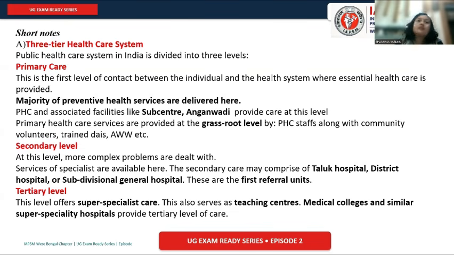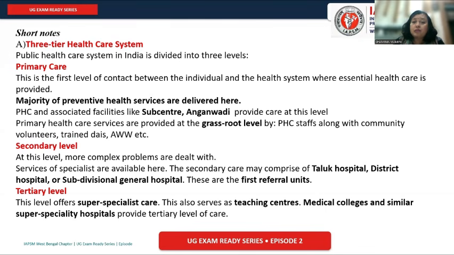The primary care is the first level of contact of the individual with the health system, where major preventive health services are delivered. The primary health center is the first contact with the doctors. Under it, we have the sub-center and Anganwadi, where there is no doctor, but healthcare workers are delivering the listed services.